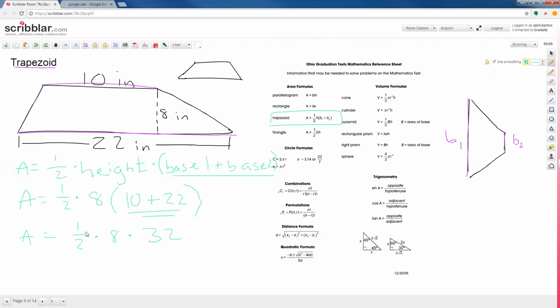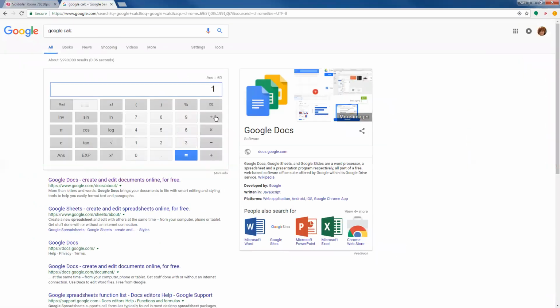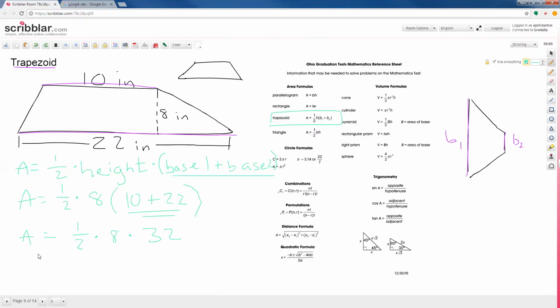When we plug in the fraction 1/2, that again is 1 divided by 2. So 1 divided by 2 times 8 times 32 is 128. Again, if they give you units, this would be inches squared, or they could say squared inches. Sometimes they write it out in words. That would be the exact same thing as 128 inches squared.